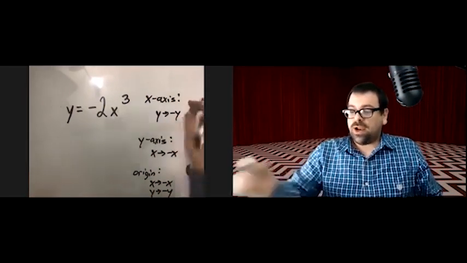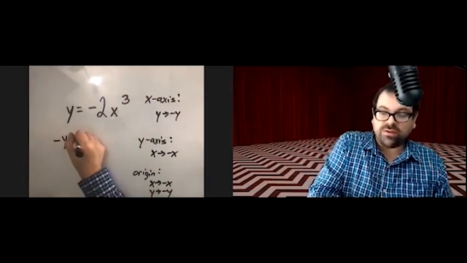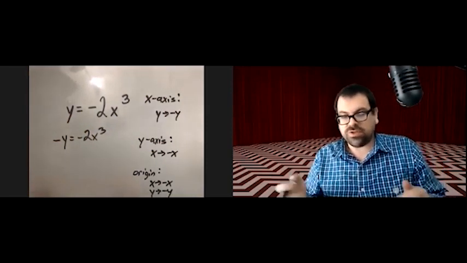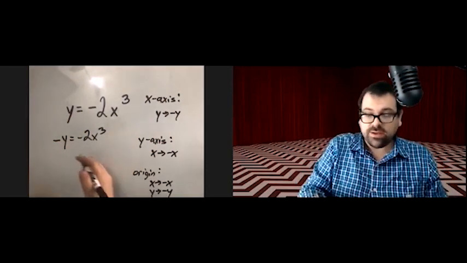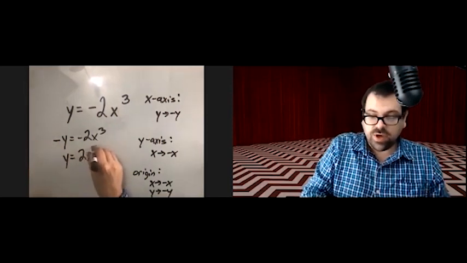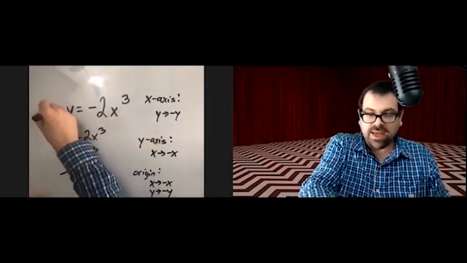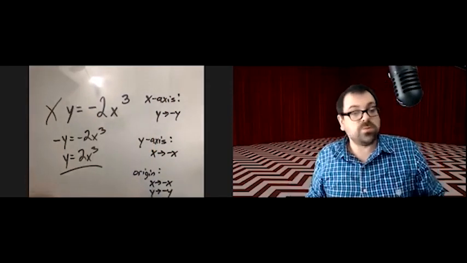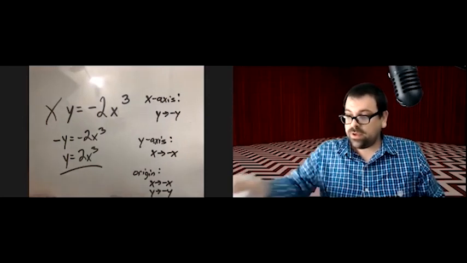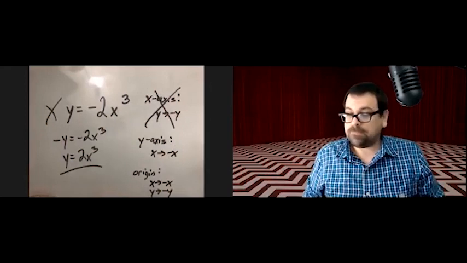So for x-axis symmetry, we would replace y with negative y, solve to try to get the original back. So take the opposite of both sides. Y would be 2x cubed. Y equals 2x cubed is not the same as y equals negative 2x cubed. So it does not have x-axis symmetry.